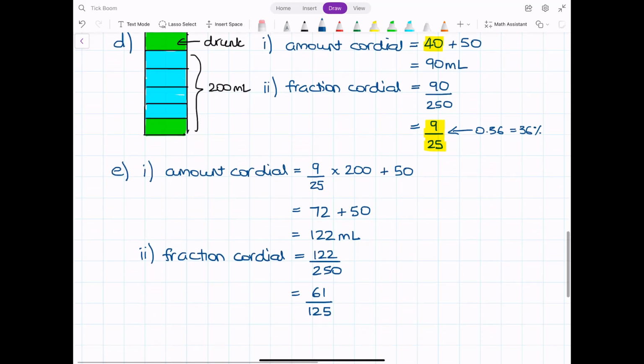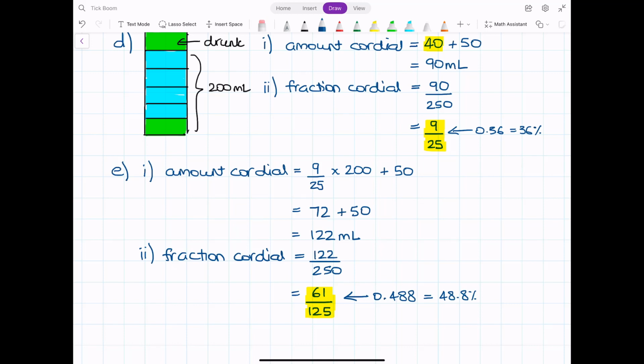And then after the next iteration, again, the fraction of cordial was 61 over 125. And if I put that into the calculator, 61 divided by 125, that converts to 0.488. And if I times that by 100, we see that that is 48.8%. And again, it's getting higher once again.